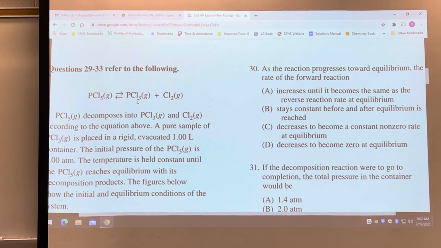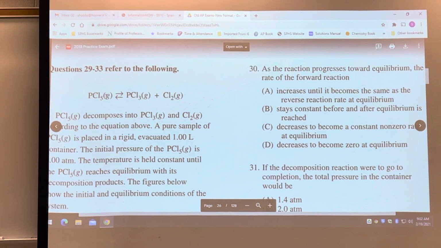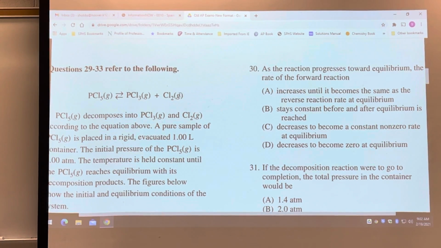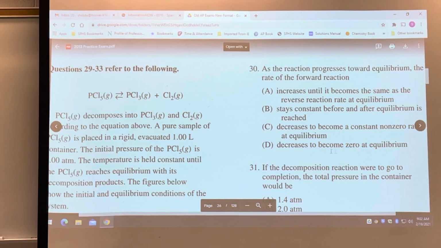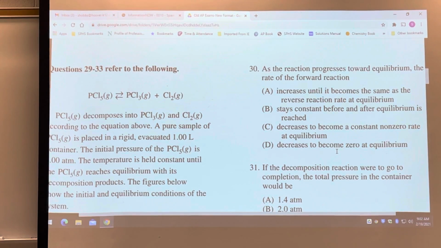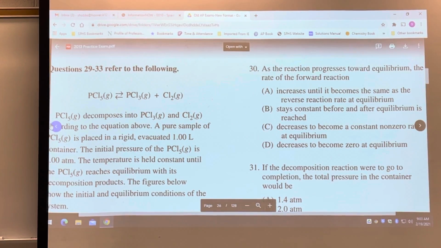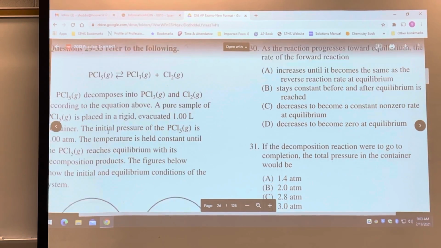When's equilibrium going to occur? When the rates are the same, right? Are they going to be 0? No, because they're still going right, still going left. So the forward rate decreases until it becomes the same as the reverse, and the reverse hasn't even started yet. Stays constant, decreases to become a constant non-zero, or decreases to become 0? Non-zero, okay? Because it's going to slow down, but then eventually they're going to equal one another. Does everybody understand? That's a good equilibrium question right there.